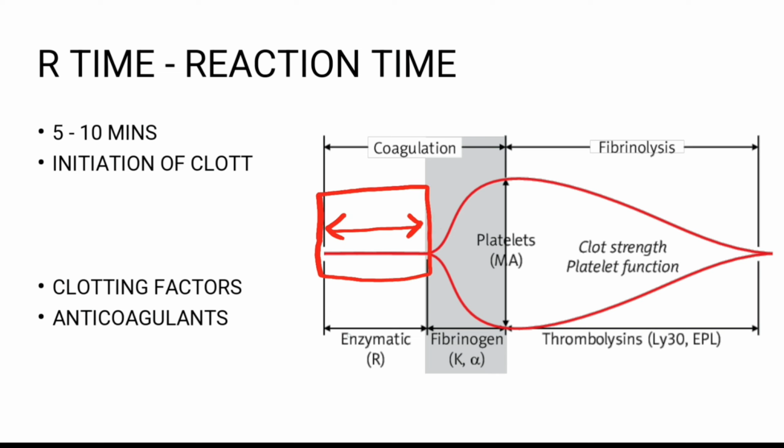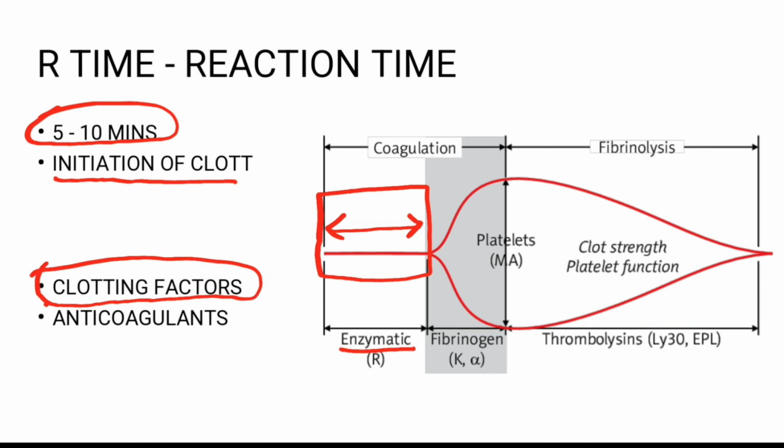So this portion is basically enzymatic. The normal value for R time is usually 5 to 10 minutes, and this R time signifies the initiation of clot. So what are the factors on which this depends? R time basically measures whether the clotting factors are working properly or not, and the anticoagulants can also affect the clotting factors, so they can also affect the R time.